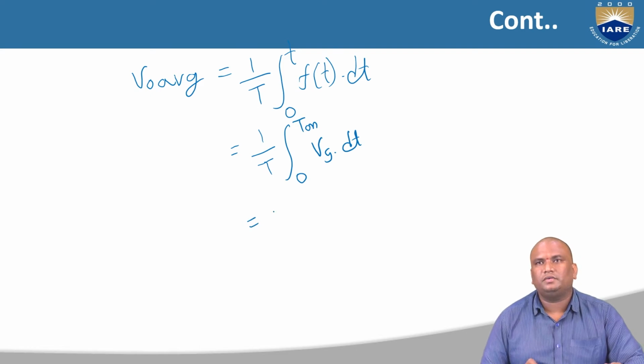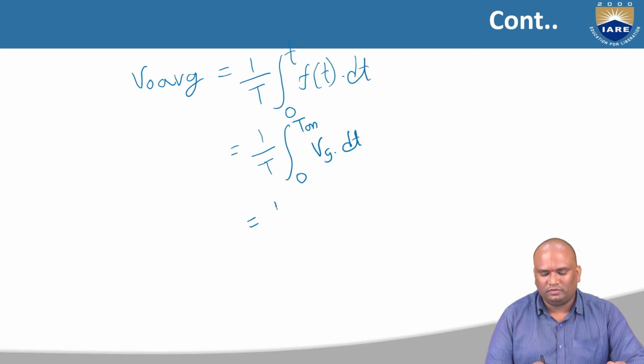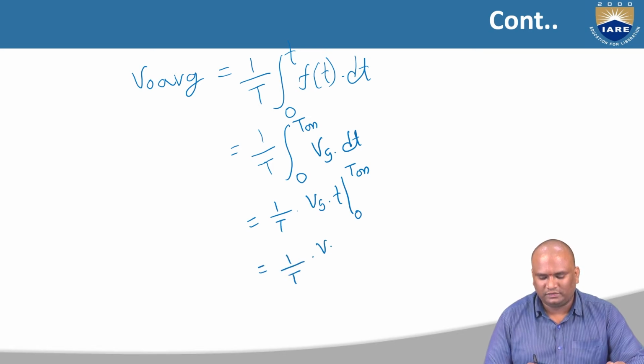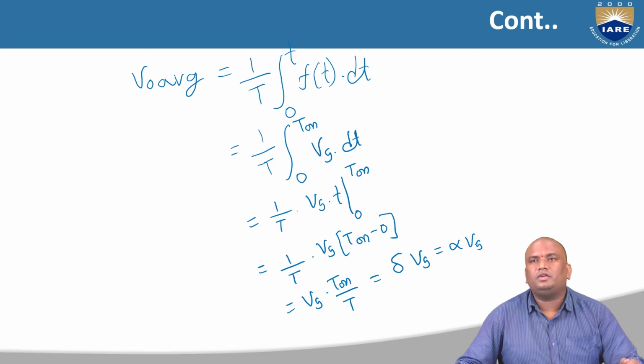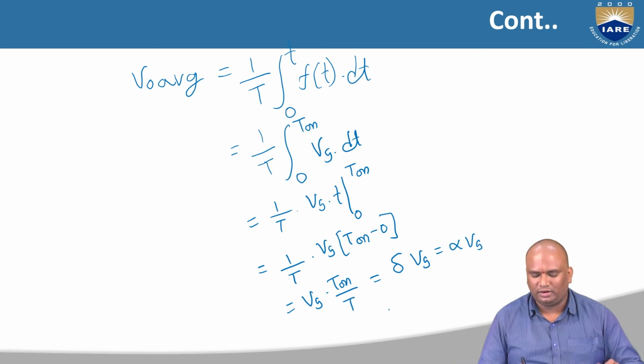Integration of a constant is Vs into t, where the limits are from 0 to T on, which is equals to 1 by T into Vs into T on minus 0, which is equals to Vs into T on by T, which can be written as delta into Vs or alpha into Vs. Always alpha value is equals to T on by T.